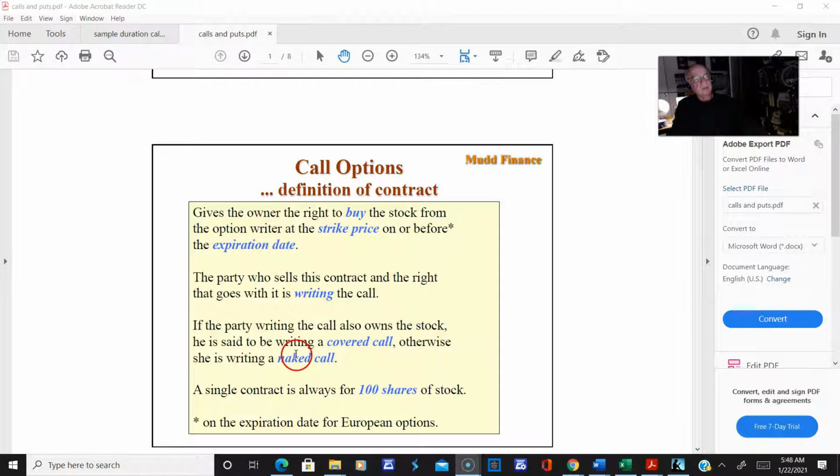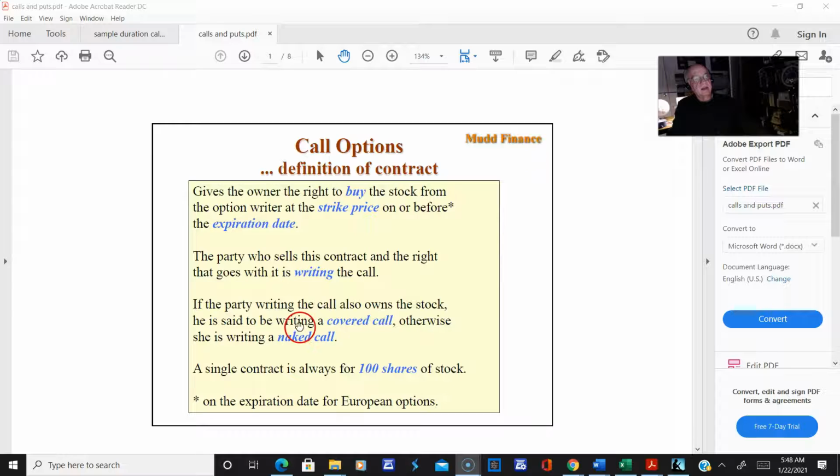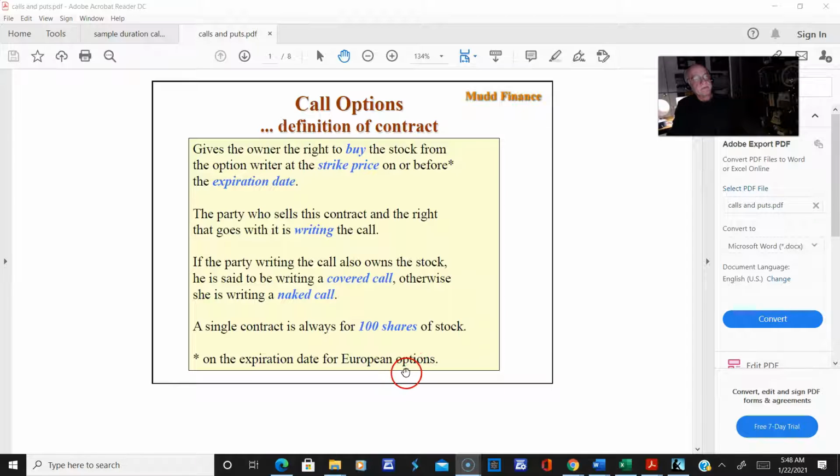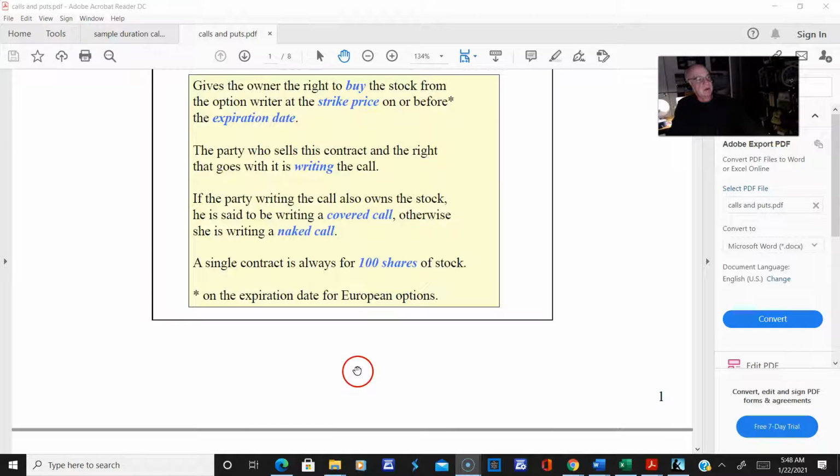Now, why would someone write a call? Because if this guy here who's buying is paying a premium, then this guy who's writing is collecting a premium. That's the way that goes. A single contract, as I said, is always for 100 shares of stock. And I'll talk more about European versus American style options later on.